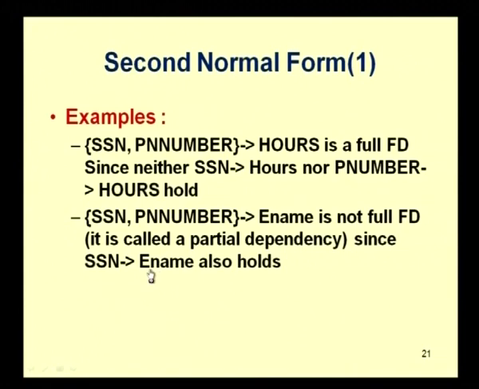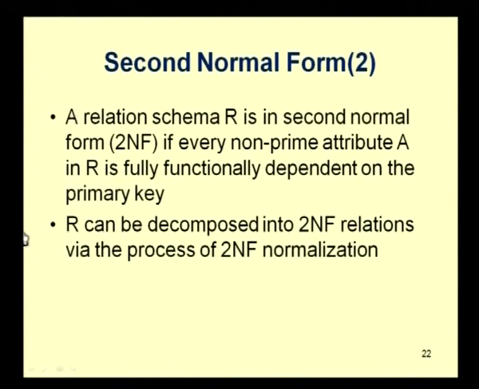Remember, this is an employee name. So, this functional dependency is not a full functional dependency, while this is a full functional dependency. A relational schema R is in second normal form if every non-prime attribute A in R is fully functionally dependent on the primary key. R can be decomposed into 2NF relations via the process of second normal form normalization.